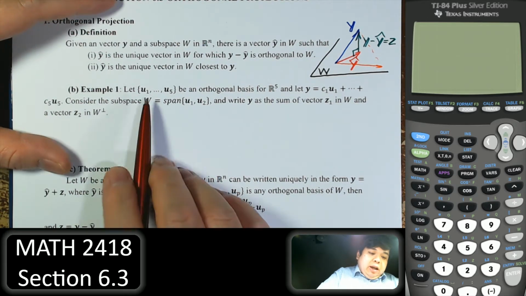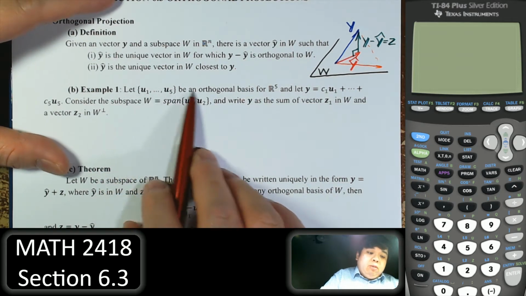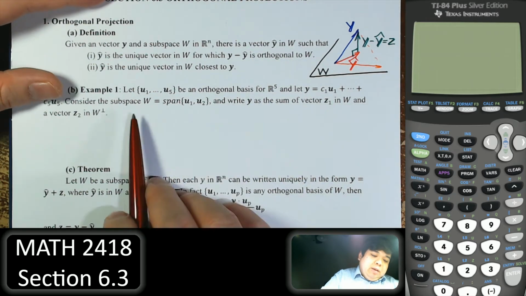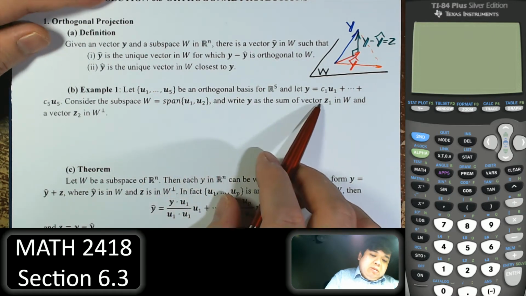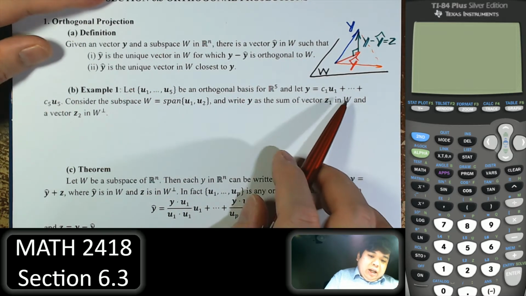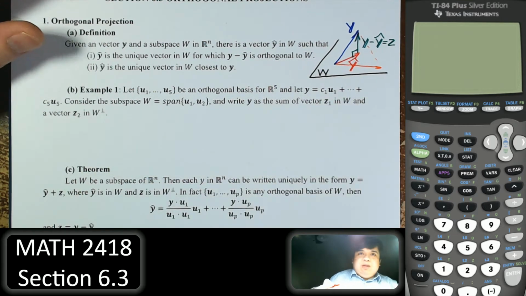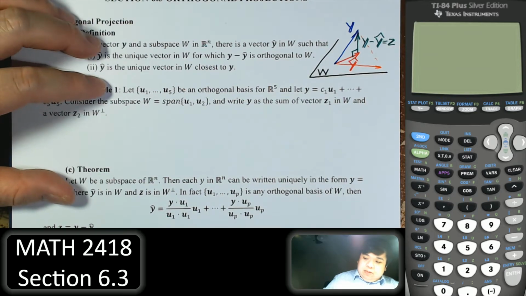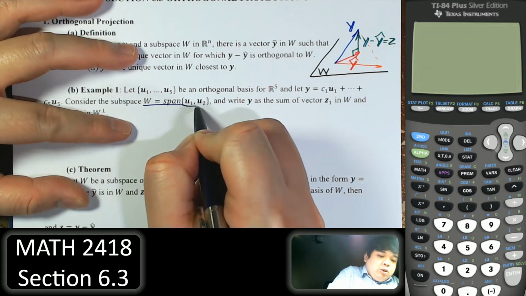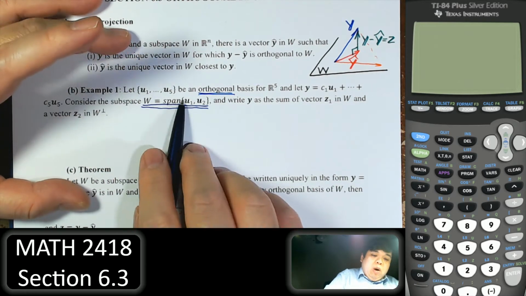So u1 to u5 in R5 all form a basis for R5. Then we want to write y as the sum of a vector z1 in W and z2 that is orthogonal to W, kind of like the scenario here. So first of all, we have the space spanned by u1 and u2, and they are orthogonal.